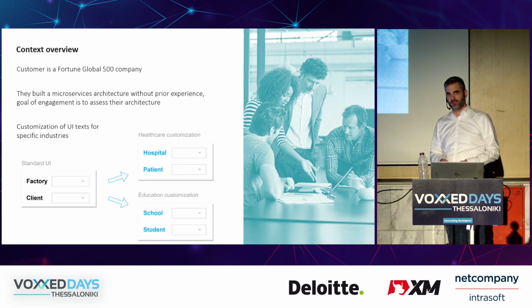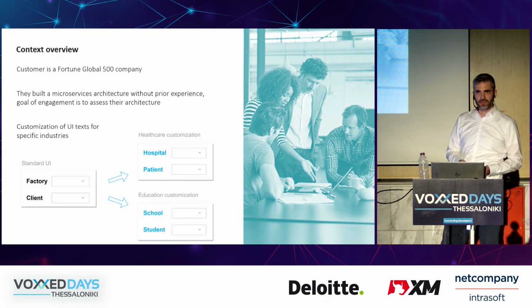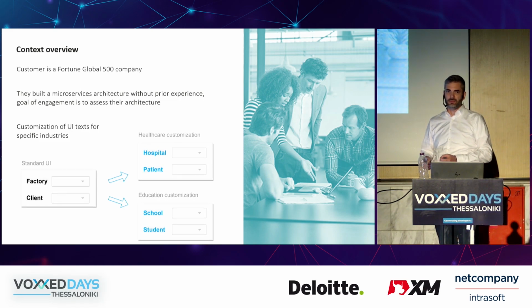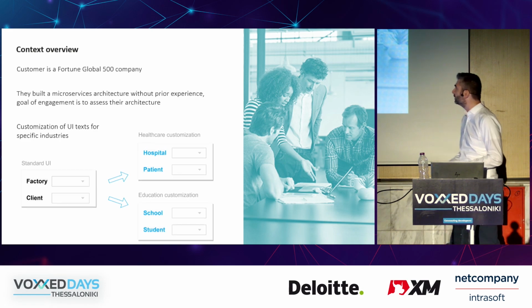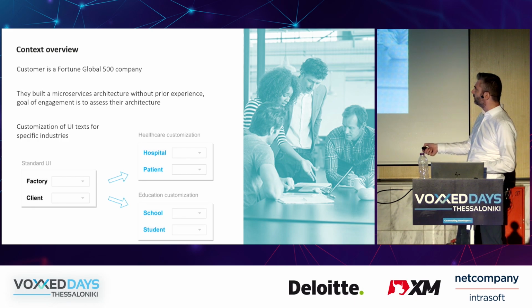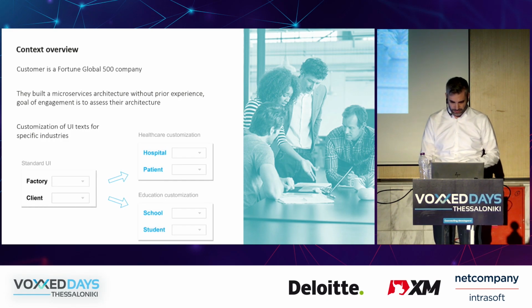From a functional perspective, this system is more or less simple. Imagine that there is this large company, and they have a lot of applications with a lot of UIs. But these UIs are not customized to any industry. They are generic. So they built this system to customize their UI text to various industries. Here you can see the examples. In the generic UI, you would see factory and client. But if we customize this UI to healthcare, then factory becomes hospital, client becomes patient. Similarly, for education, factory becomes school, client becomes student. So more or less, this is the high-level context.